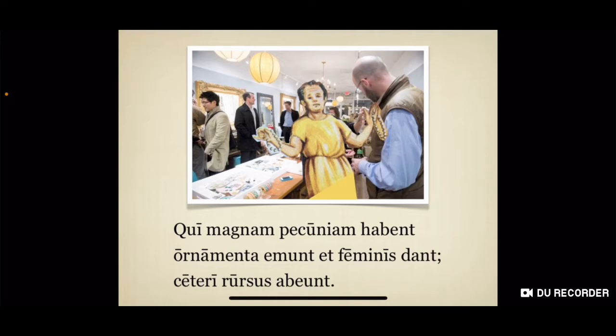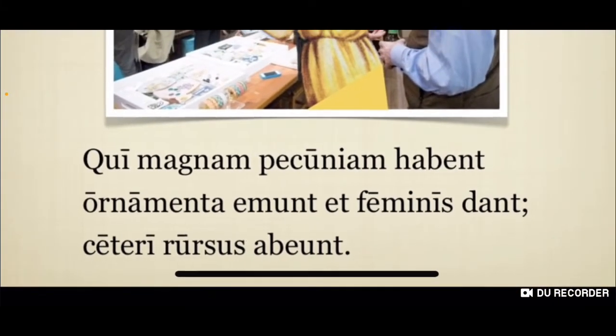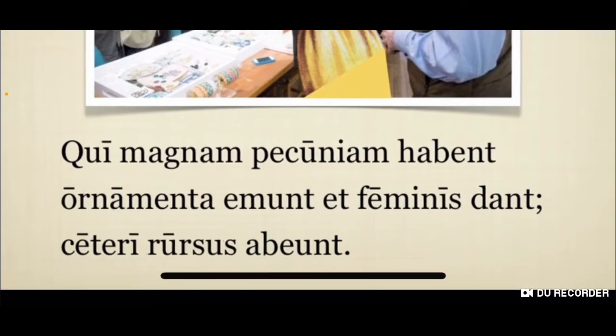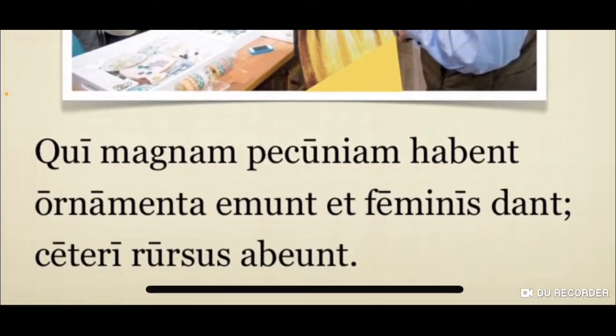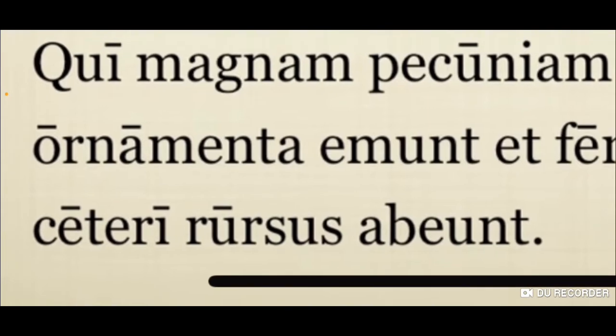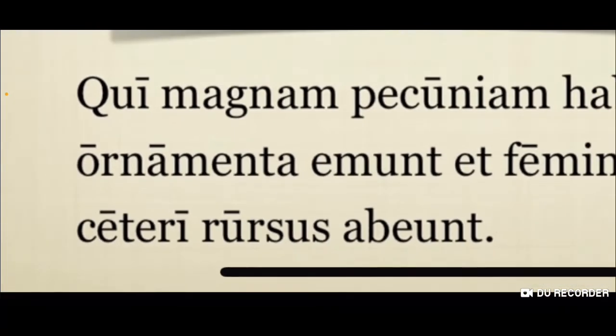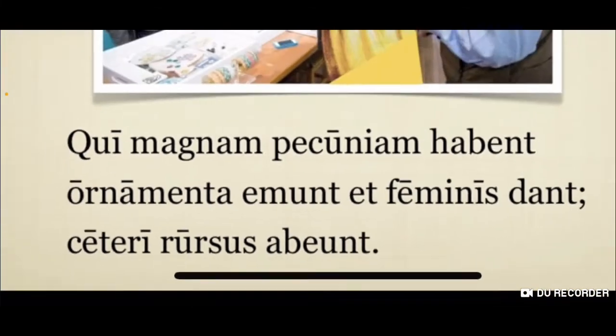He who has a lot of money buys jewelry and gives to women. Dant. Remember from the last video, give, that's the plural. They give. Feminis, to women. Give is that word that we gotta put to in front of. Give to women. Others again, they leave. Abeunt. Remember ab, from. They leave.